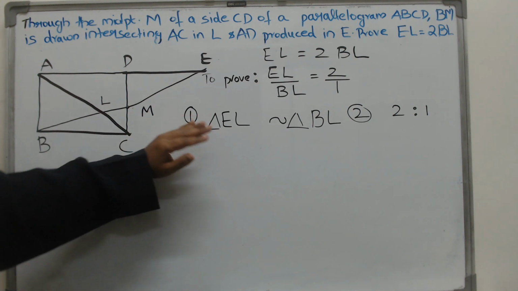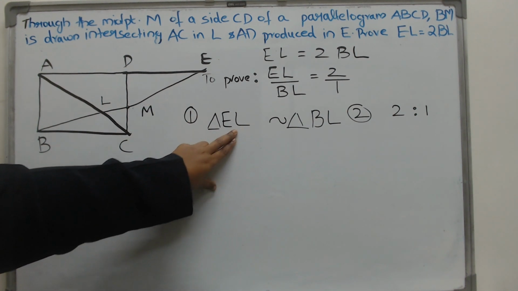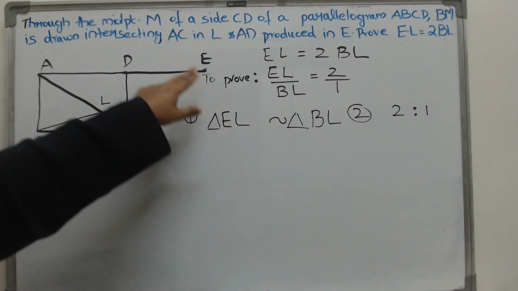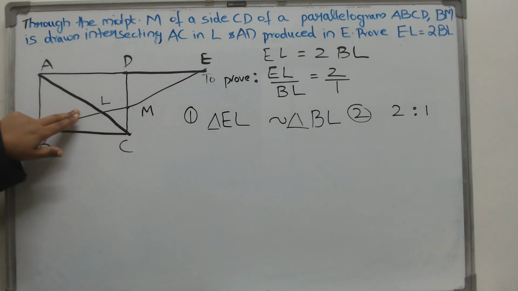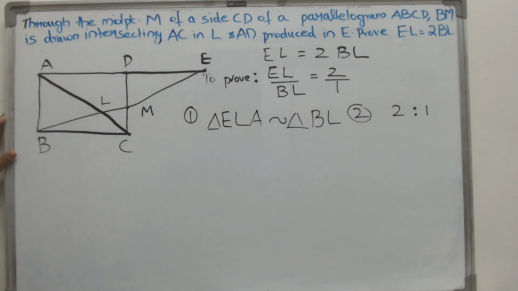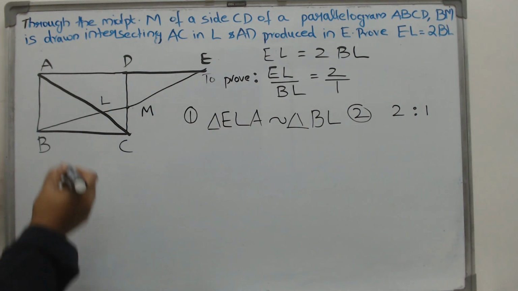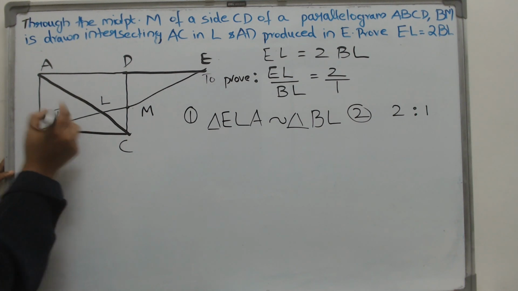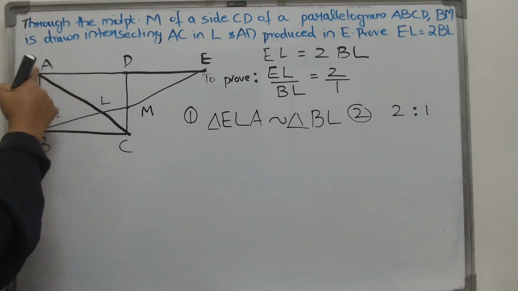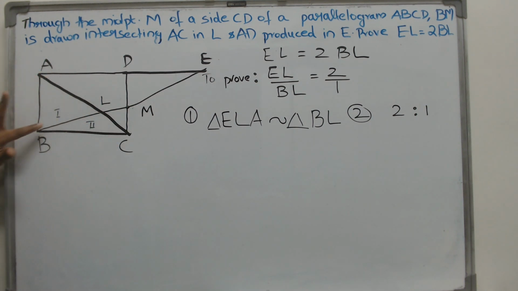We will start with the first step. Now, can you think of any triangle with EL as its side? You can see that the only triangle that comes up is ELA. So we will take that. But then when it comes to BL, you have two options. Either you can choose this triangle BLA, or you can choose this one. Both of them have BL as their side.